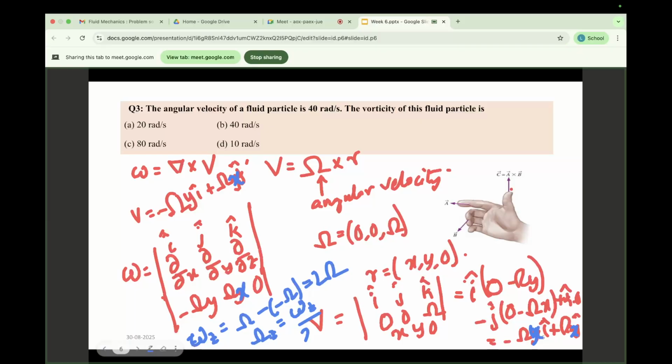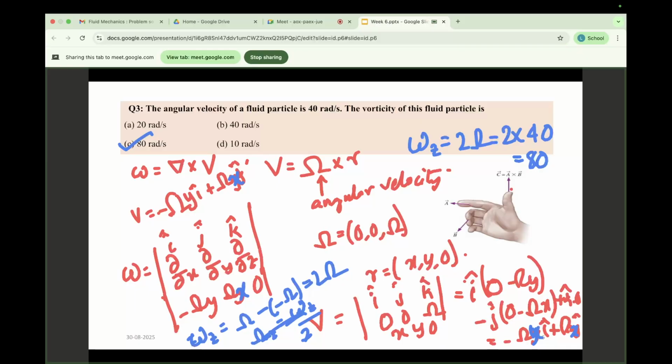No, sorry. So we have to find this vorticity. So what I have got is the vorticity as 2 into angular velocity. What is the angular velocity? It is 40. So I will get it as 80. So the correct option is option C. So you got my point, why I have done this.